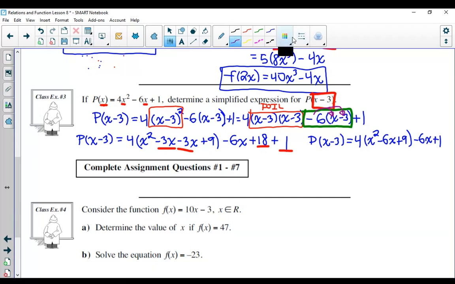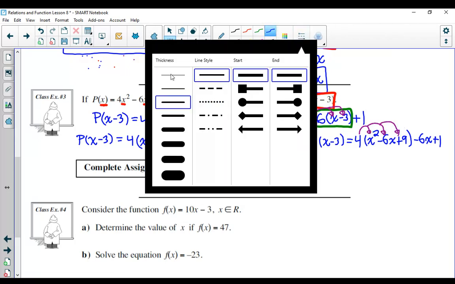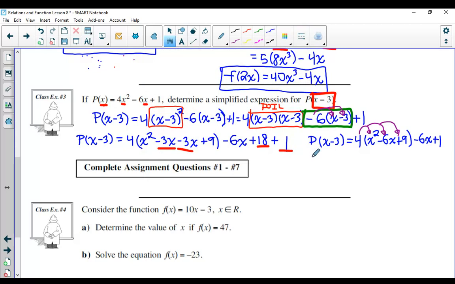Now I need to do the distributive property again. So I'm going to take this 4 and multiply by every term of this trinomial that we have. So this would then be equal to 4x squared minus 24x plus 36 minus 6x plus 1. Okay, let's collect like terms and we'll have our final expression.